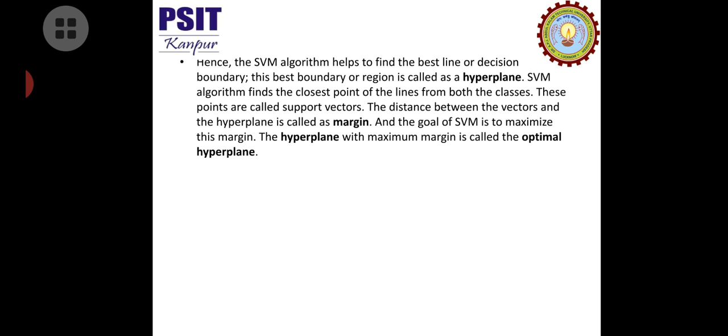The SVM algorithm finds the closest points of the lines from both the classes. These points are called support vectors. The distance between the support vectors and the hyperplane is called the margin. So the closest points are known as support vectors, and the distance between your support vectors and your hyperplane is known as the margin. The goal of SVM is to maximize the margin, that means the distance between your support vector and your hyperplane. The hyperplane with maximum margin is called the optimal hyperplane.